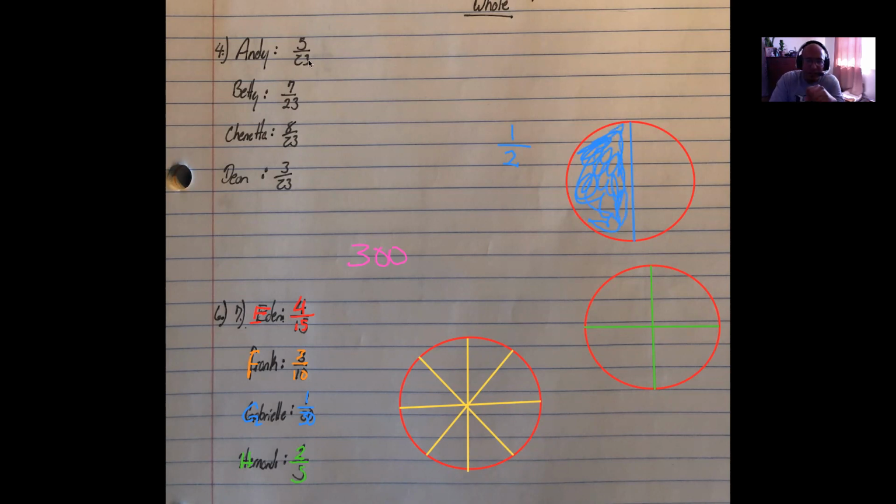In the second scenario, same thing. You're only sharing with one other person. You want to have the same amount of pizza, so you want to have the same number of pieces. All right, so you're going to get 2 of those pieces, 1, 2.